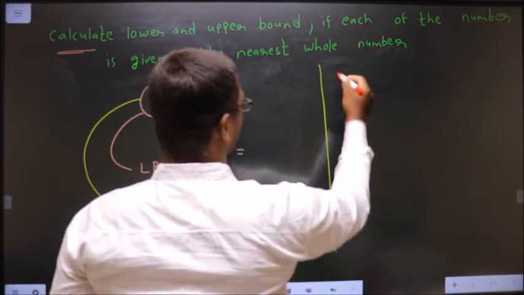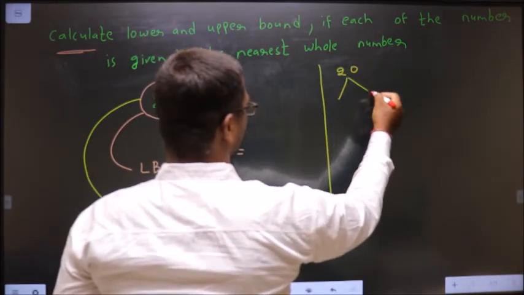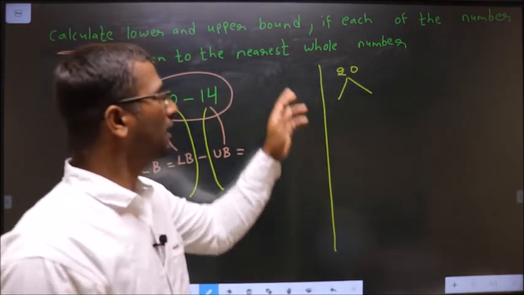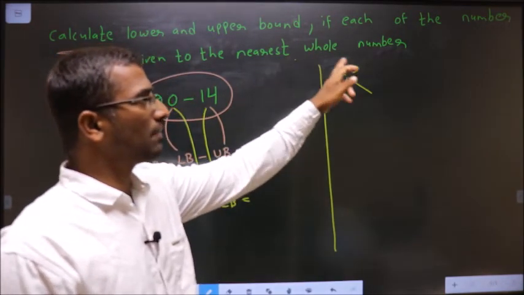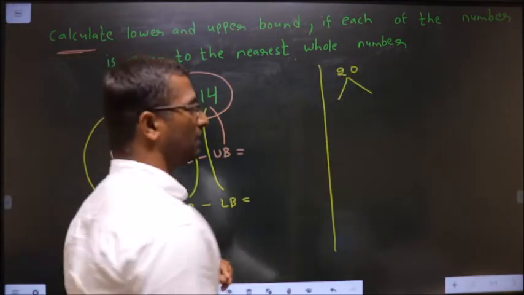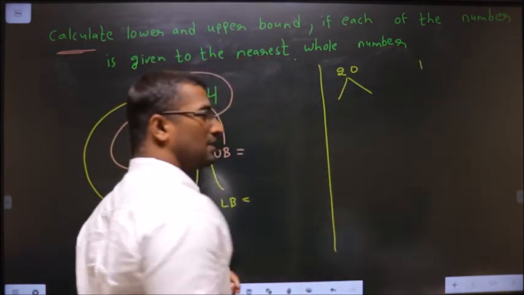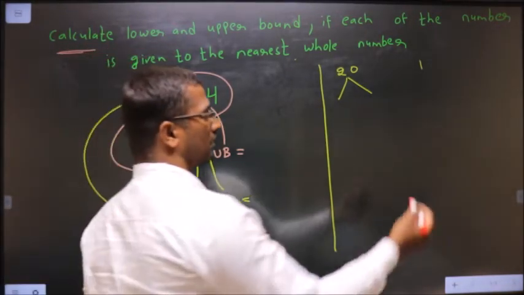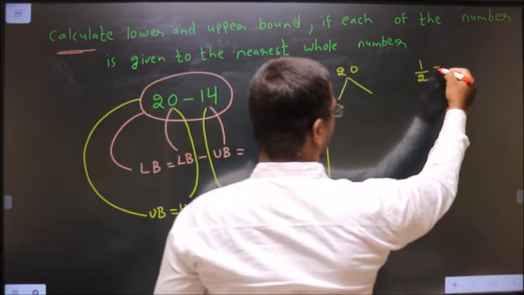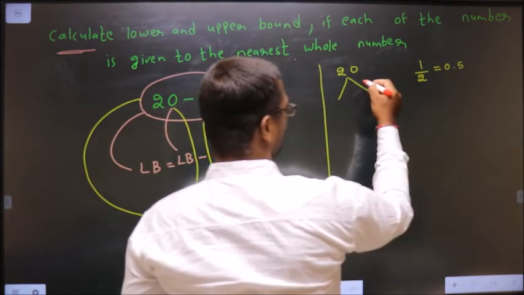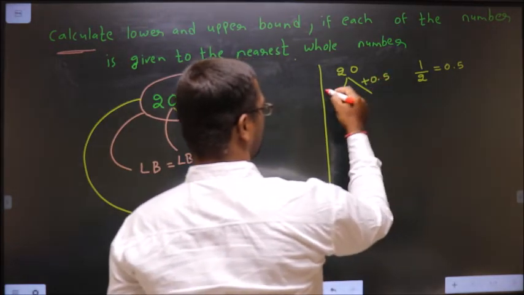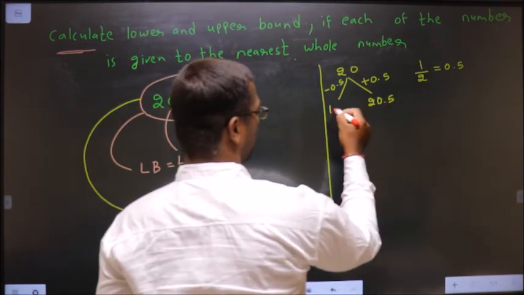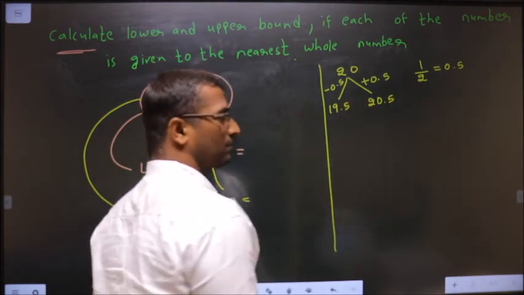So first 20. So what should I subtract and add? How will I decide that? Based on this one. It is correct to nearest whole number, which is 1. It is nearest to whatever. You should do half of that. So if I do half, I get 0.5. So I should add 0.5 and subtract 0.5. So when I add, I get 20.5. When I subtract, I get 19.5.